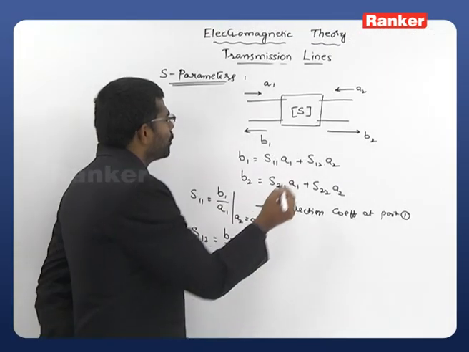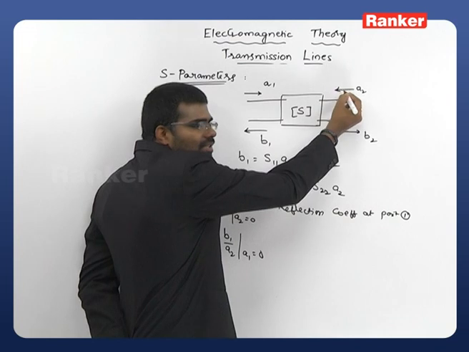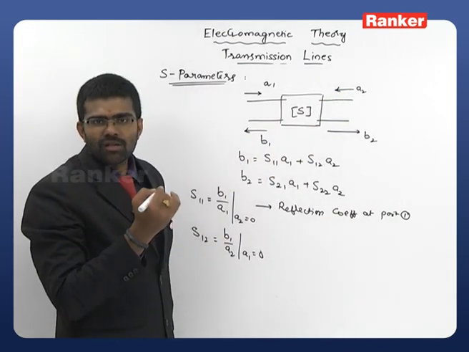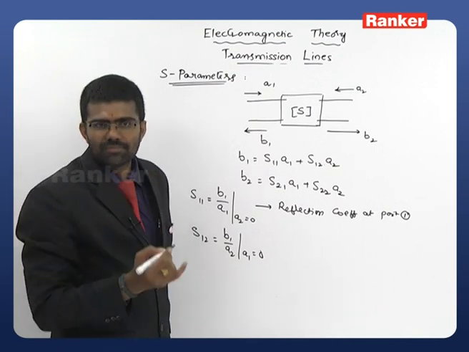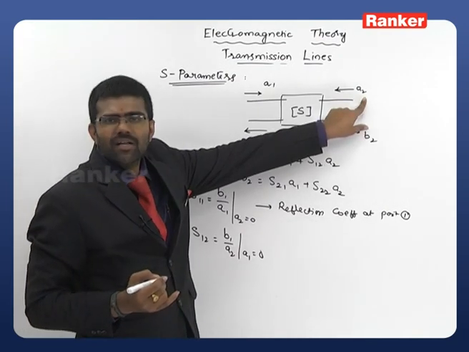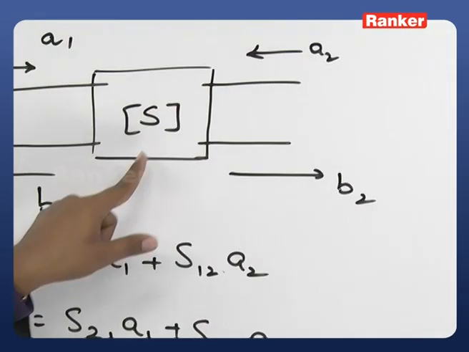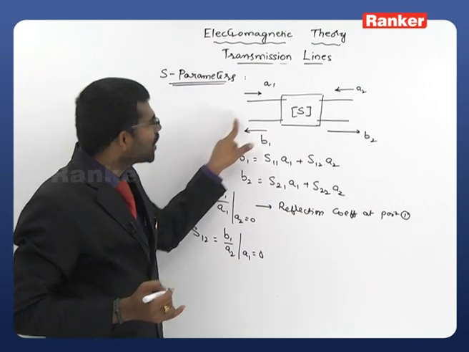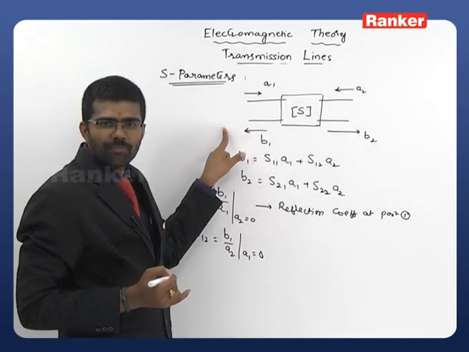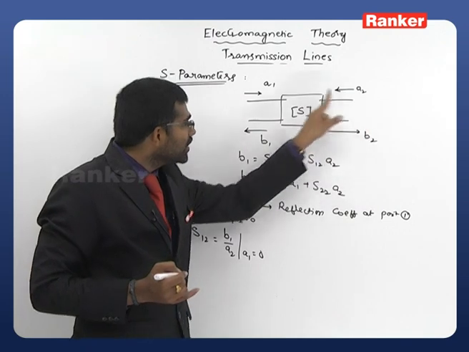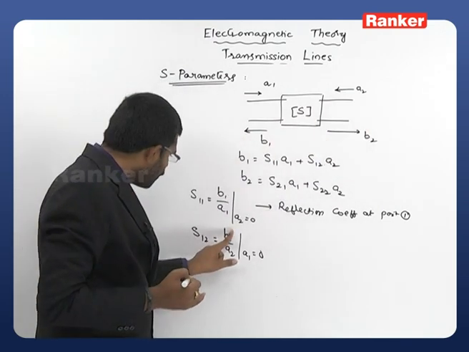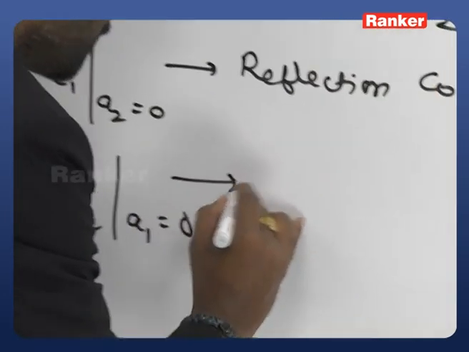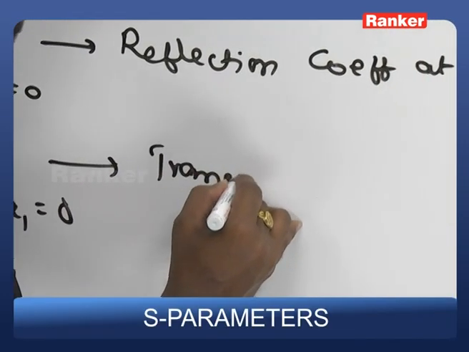What is B1 by A2? A2 is in this direction, just it is entering this junction and it is leaving the junction. Here it is not reflecting, it is scattered as output, right? Whenever the input is applied at port 2, it will be scattered to the port 1. So this is called as transmission coefficient. It is transmitting from port 2 to port 1, right? It is not reflecting, it is transmitting. That's why the ratio of B1 by A2 at A1 is equals to 0 is always called as transmission coefficient. This is not reflection coefficient.